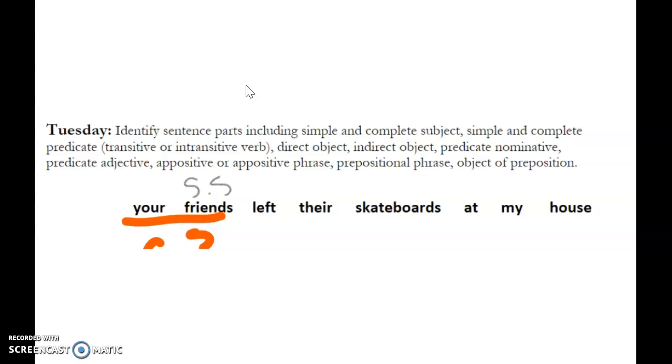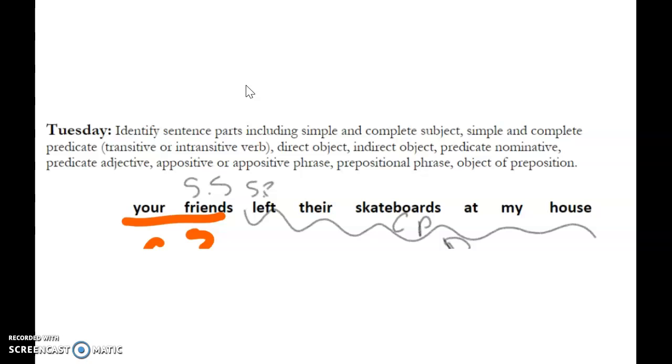Then we need to find the complete predicate. Well, the complete predicate is everything after the subject. So the whole rest of our sentence is our complete predicate. Okay? Now, when you're in the complete predicate, you are trying to decide which word is our simple predicate. The simple predicate will always be the verb. So where's the verb? Well, the verb is "left." So that is our simple predicate.